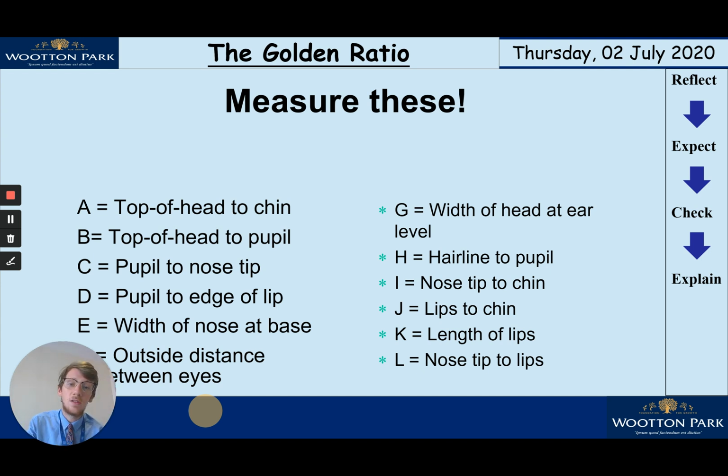I is your nose tip to your chin. J is your lips to your chin. K is the length of your lips. And L is your nose tip to your lips.